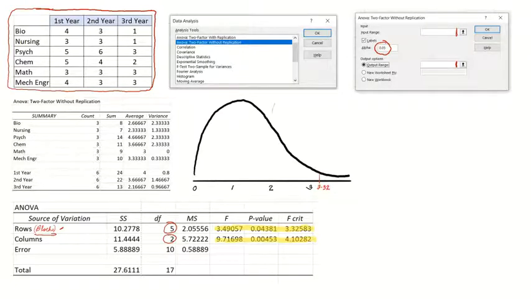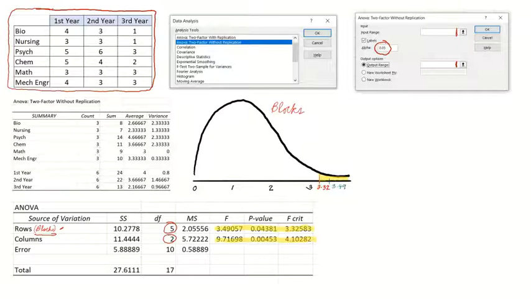For the blocks, our critical value is at 3.32. That's to the rightmost part of our F distribution, which means that to the right of that is the rejection region. And then the F value that we got here is 3.49, which is within the rejection region.